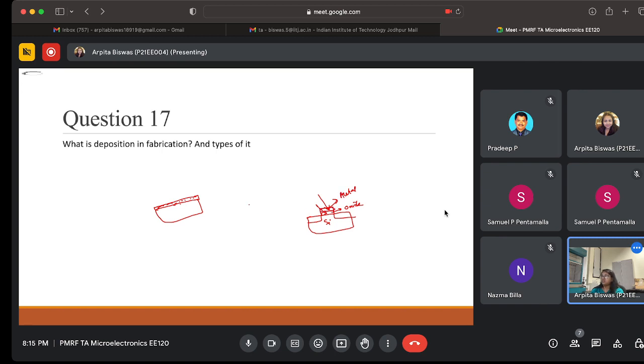So there are some techniques like the CVD technique. We already discussed it. What is the full form of CVD? Chemical vapor deposition. And the physical vapor.